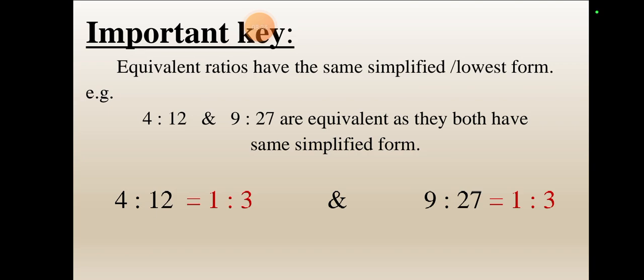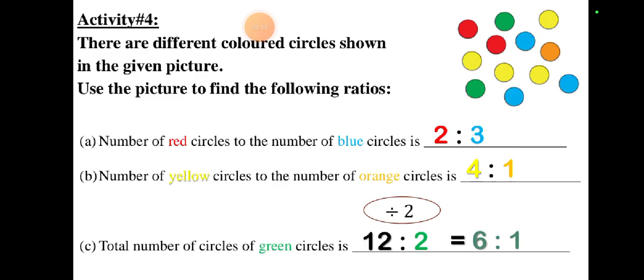Like if you look at 4 ratio 12, I divide by 4 and I get 1 ratio 3. And then I have 9 ratio 27, so I get 1 ratio 3. That means these both are also equivalent ratios because their ratio is the same.